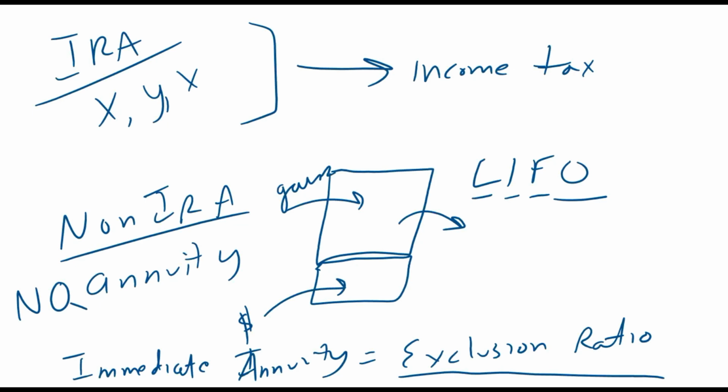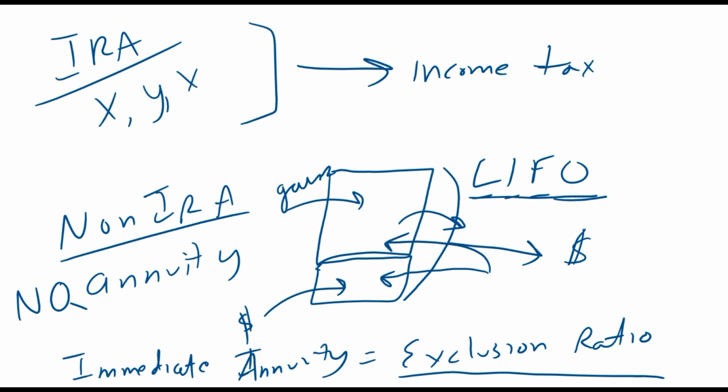Why is the exclusion ratio good? Well, instead of last in, first out, they'll give you your payment, and each payment will be part return of your own principal, in other words, tax-free, and part gains.